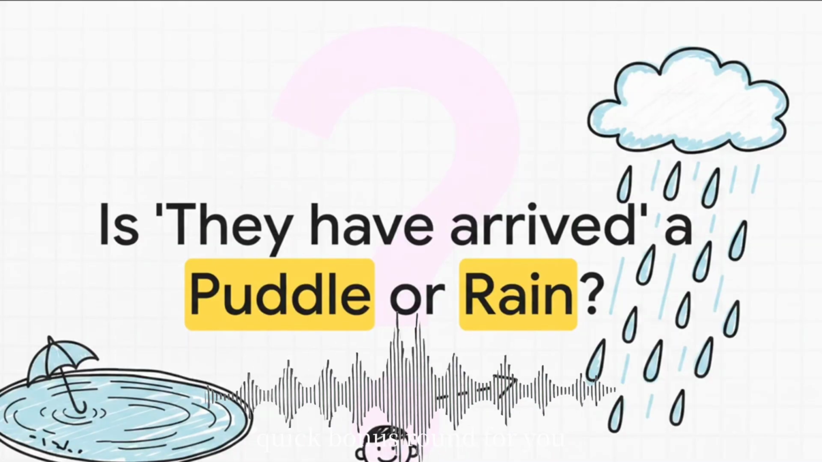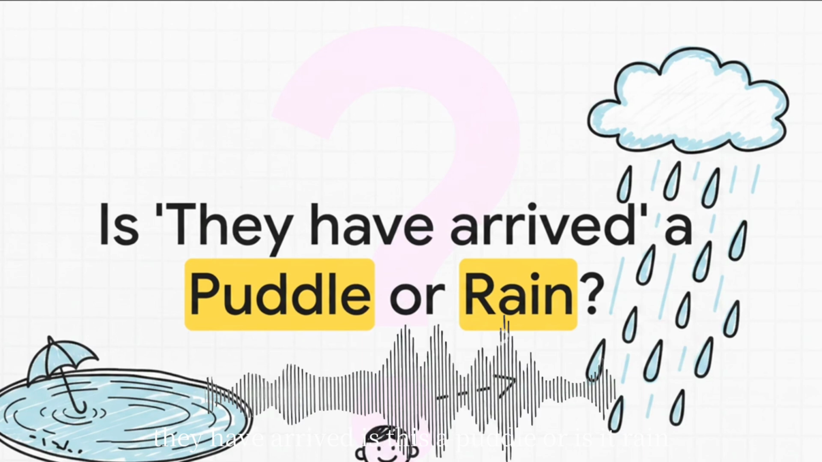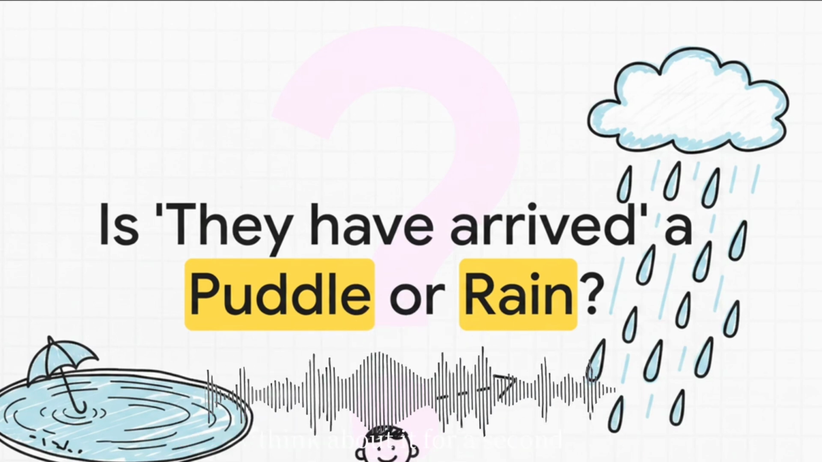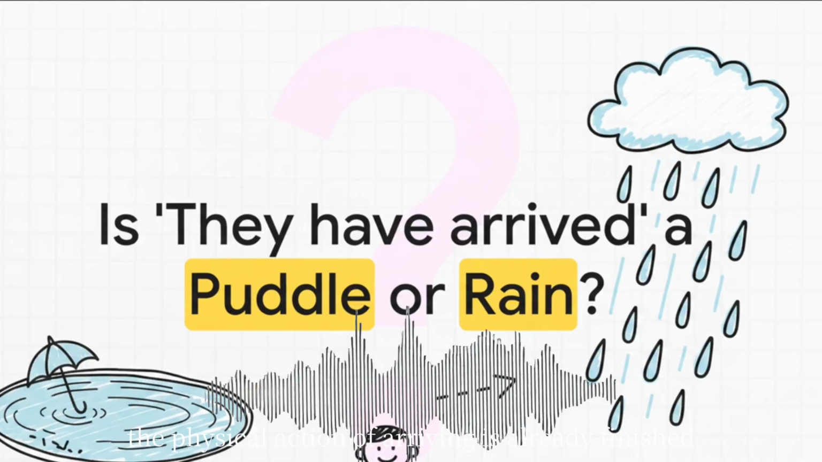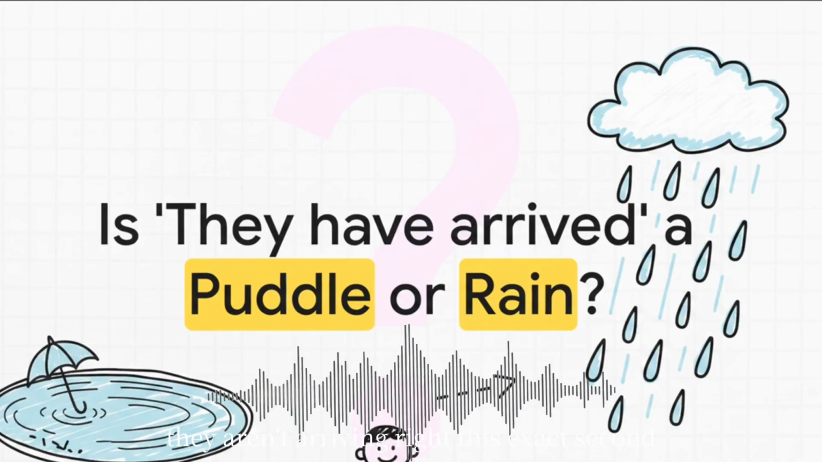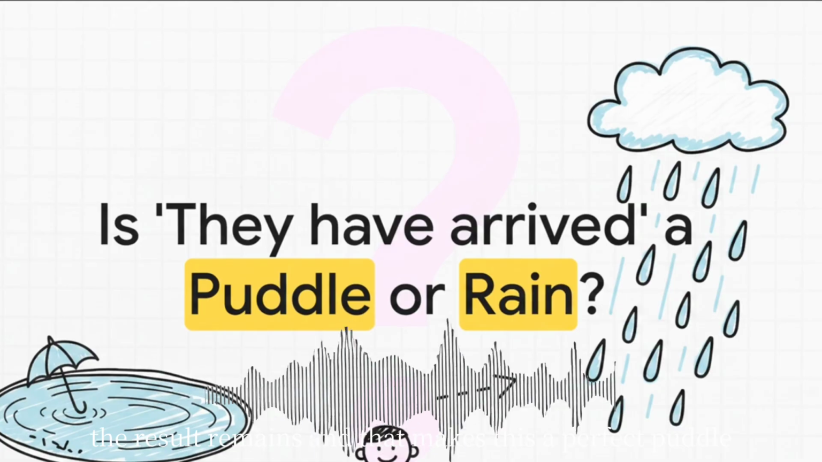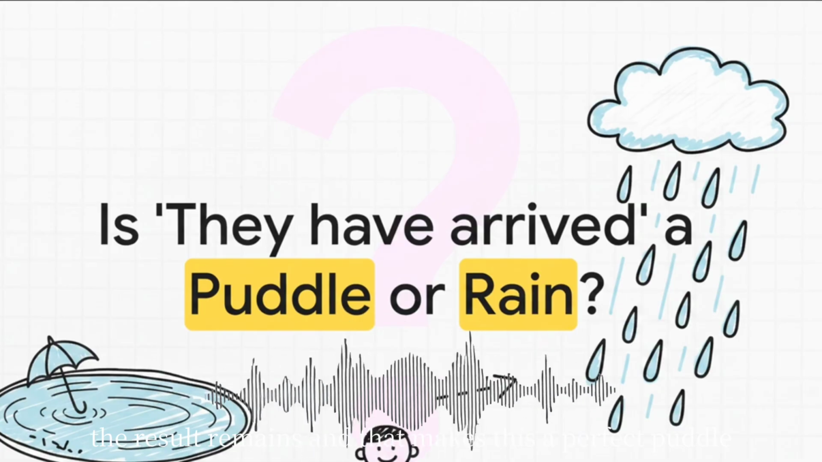All right, quick bonus round for you. They have arrived. Is this a puddle or is it rain? Think about it for a second. The physical action of arriving is already finished. They aren't arriving right this exact second, they're already here. The result remains, and that makes this a perfect puddle.